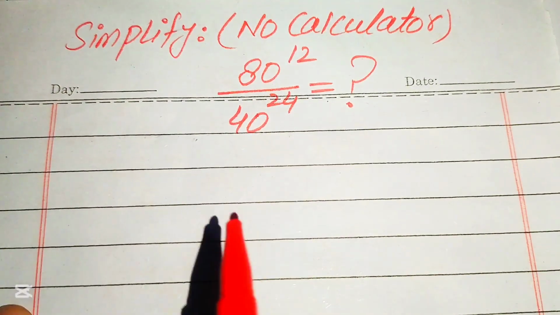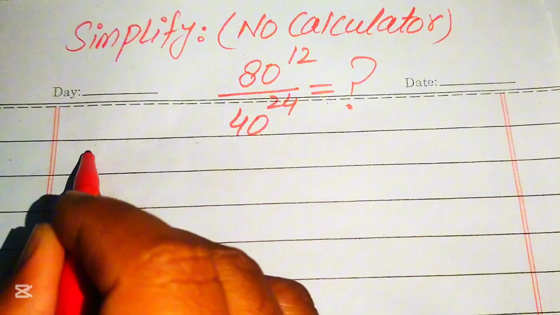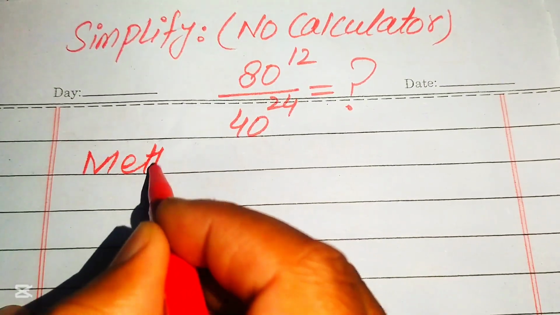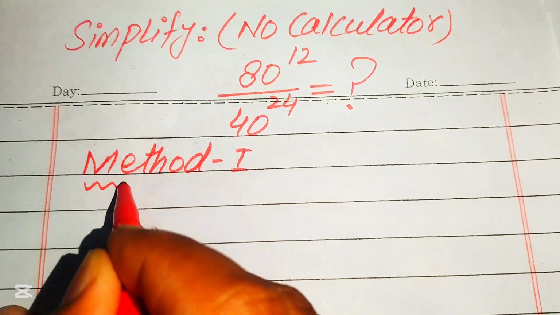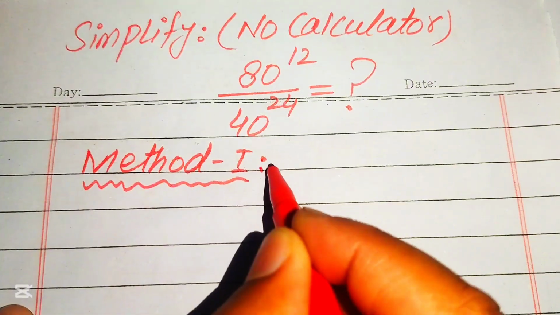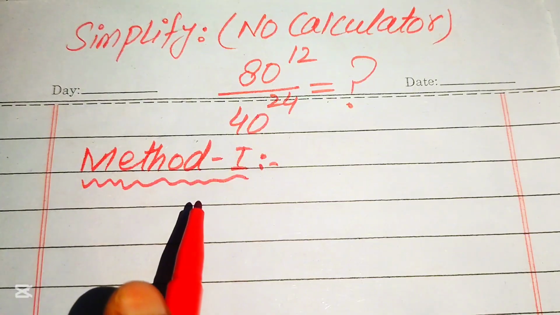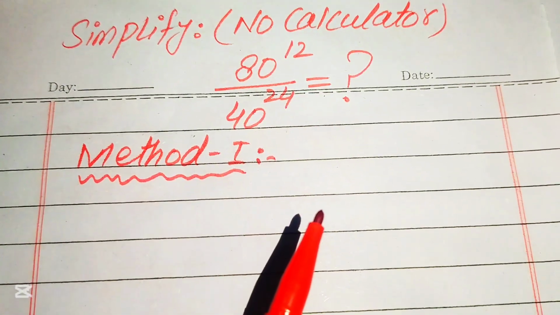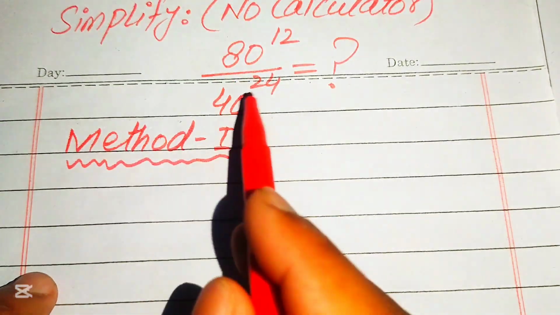The very first step is that we solve this problem with two methods, and now we will discuss our method number one. I hope you like both of these methods. But if you have any other method in your mind, please write it in the comment section. Here we first need to focus on the bases of these terms.